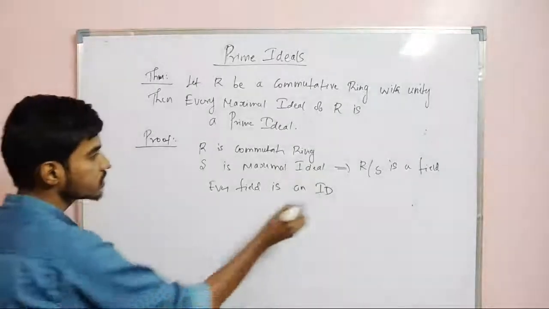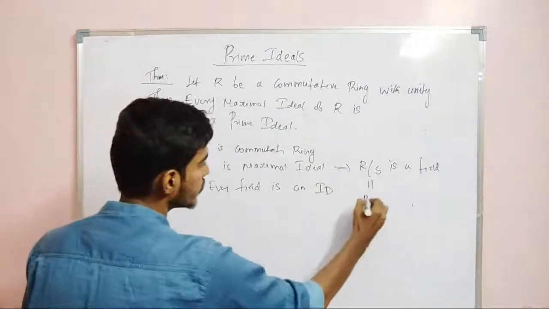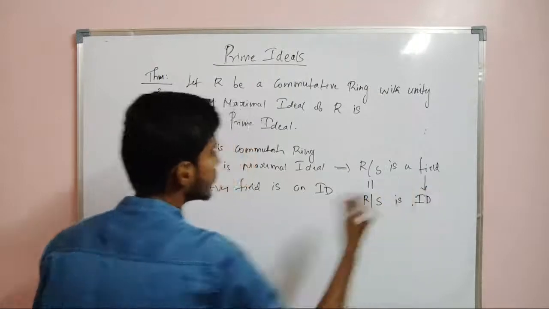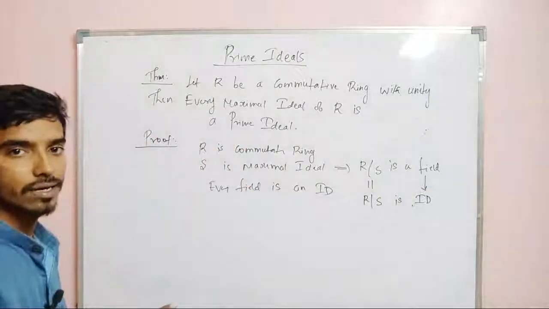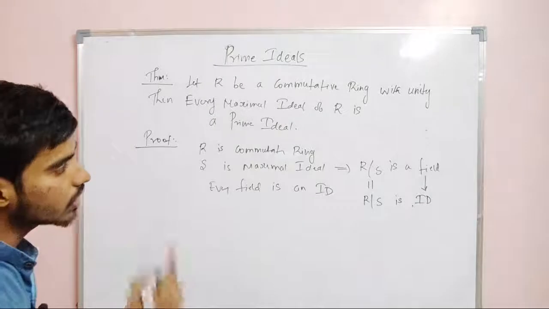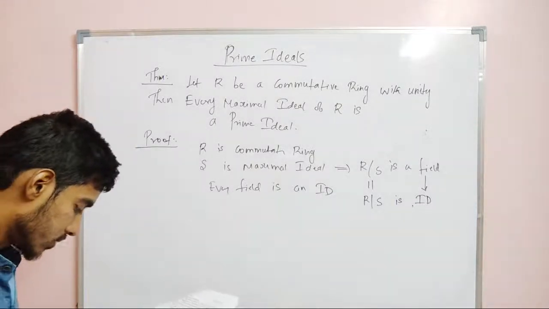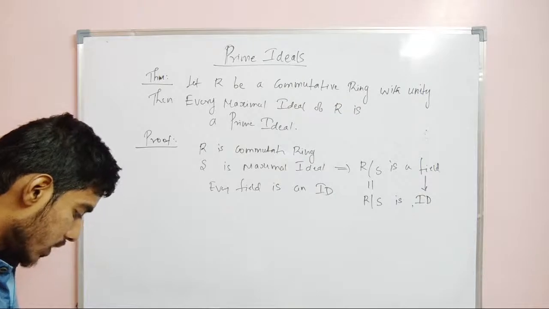Therefore, since R by S is a field, this means R by S is an integral domain, because we know that every field is an integral domain, but every integral domain is not a field. You have to be very careful. So R by S is a field and R by S is an integral domain. Yes, so it's by theorem 1.